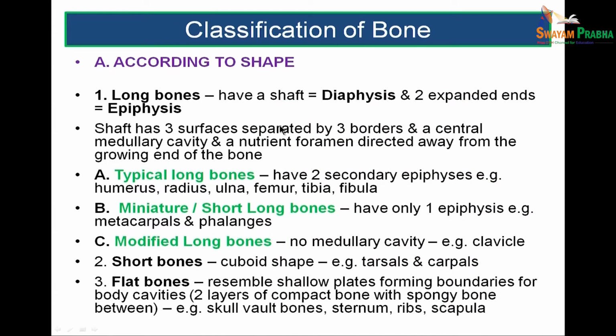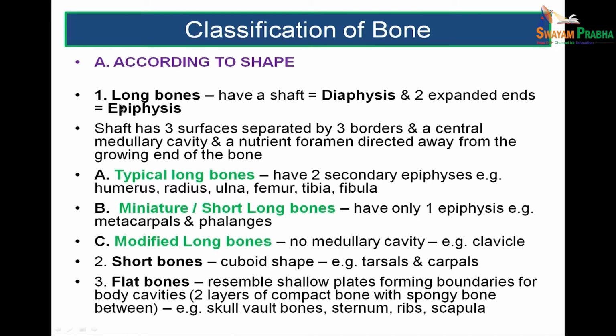How do we classify bones? We start classification of bones according to their shape. According to their shape, they can be classified as long bones, short bones, flat bones. There are pneumatic bones, there are sesamoid bones and many other types. Let's start with long bones.